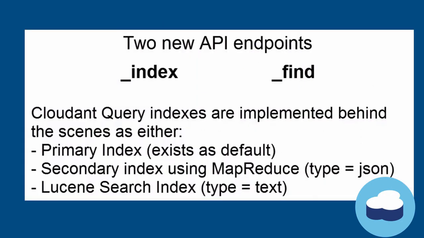The two new API endpoints include the index and find, underscore index and underscore find. The underscore index is used to manage the indexes, and underscore find is used to execute queries against the Cloud. Instead of using JavaScript functions to create an index with Cloud and Query, you define an index by posting JSON text listing the fields you want to index. Indexes are implemented behind the scenes as either a primary index, a secondary index, or search index.